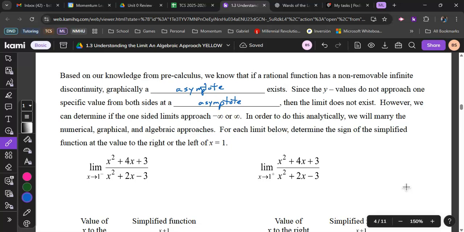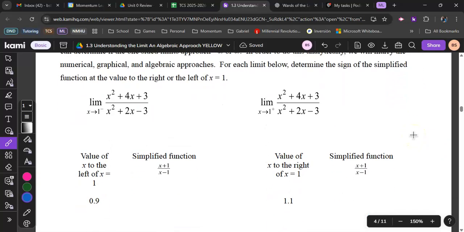We can determine if the one-sided limits are negative infinity or infinity, and that's what we're going to do here, with a little bit of analytics, let's say. So I'm going to take the simplified form, because we already did simplify it, although it'll be the same no matter which way we do it. I want a value that's a little bit to the left of 1, to find the left-hand limit.